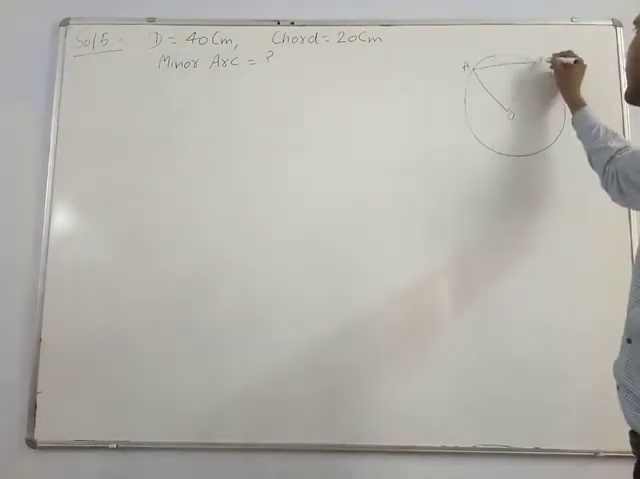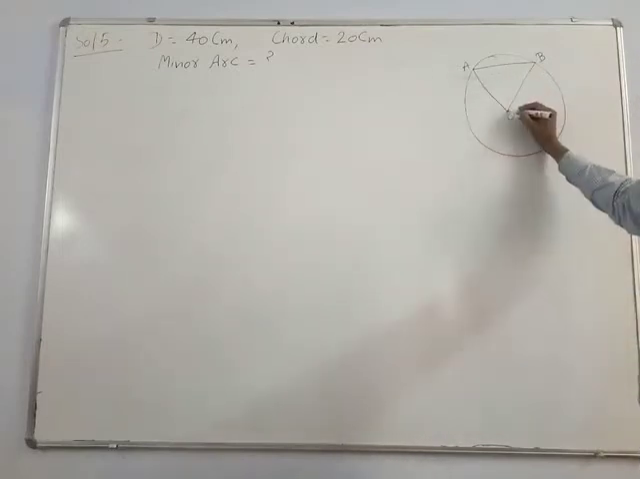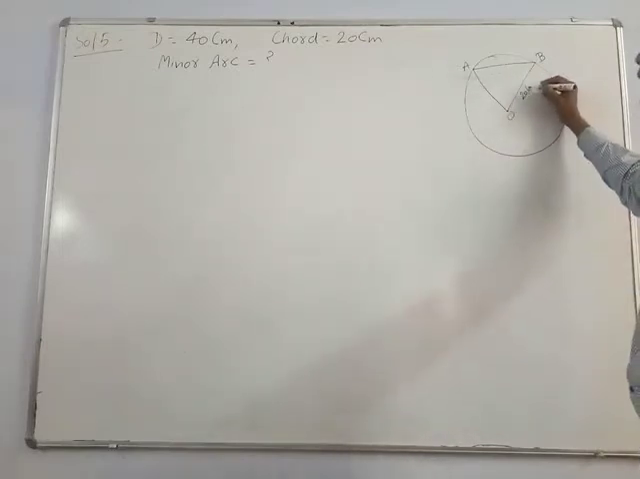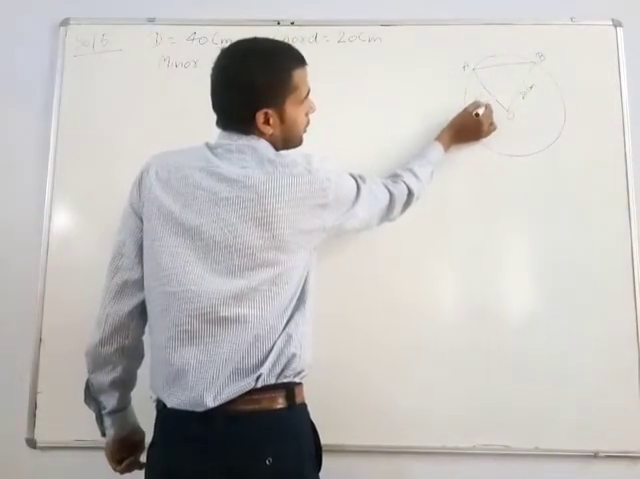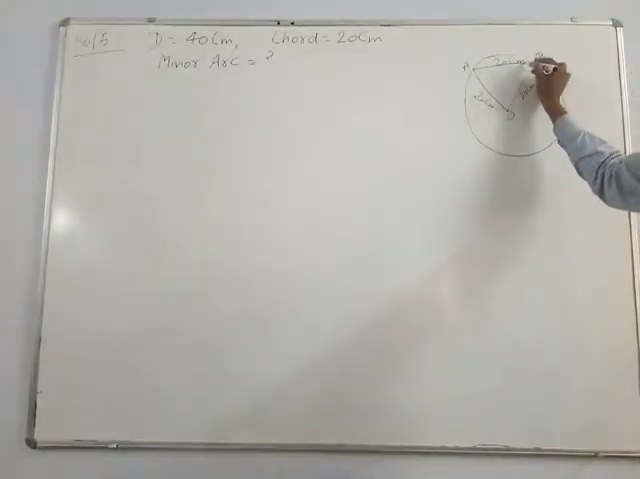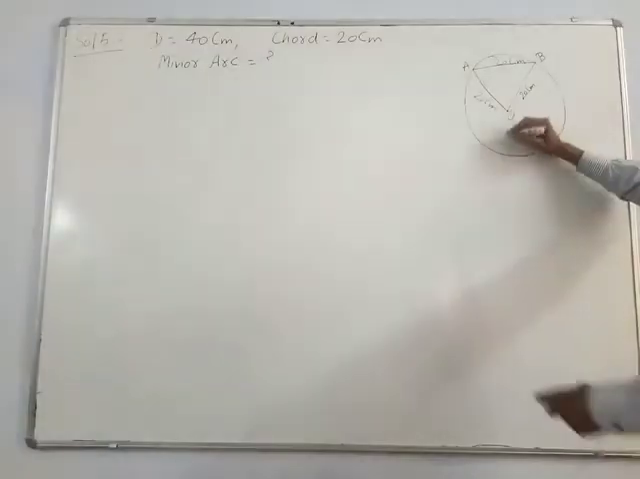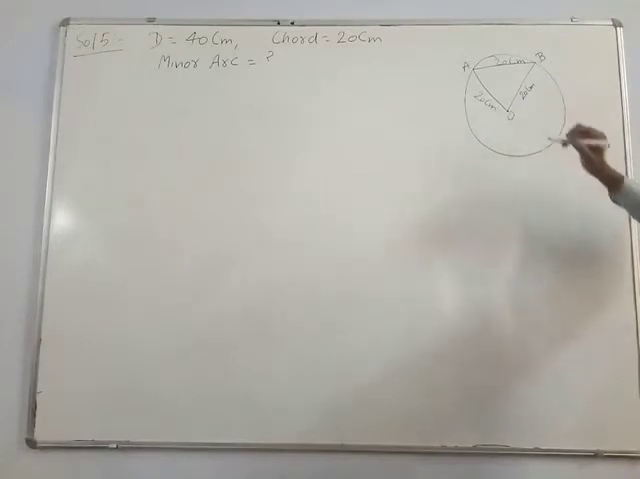This is A, B, O. Diameter is 40, and this is the center, so the radius is 20 centimeter. AB is a chord of 20 centimeter. Diameter is 40, half of it is 20 centimeter. This is the center O.